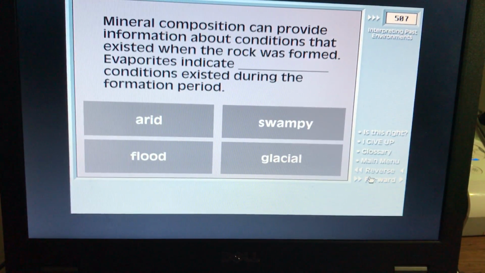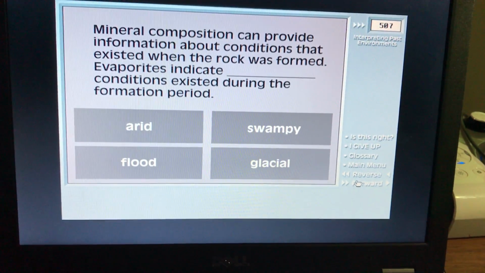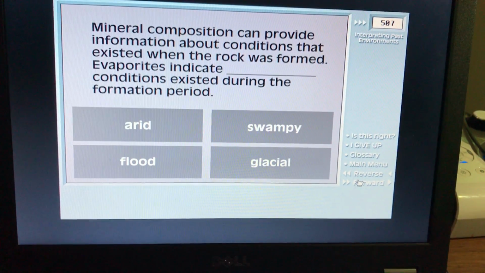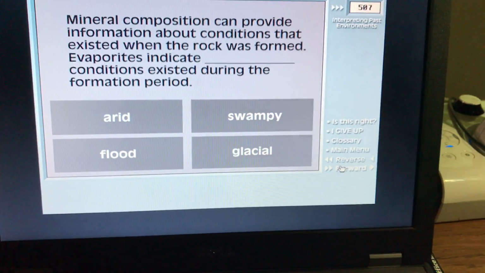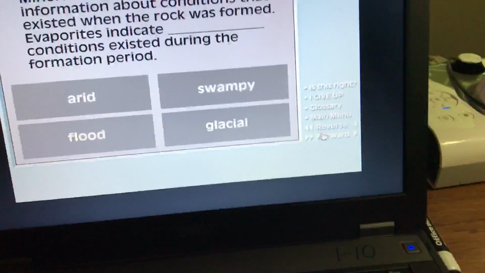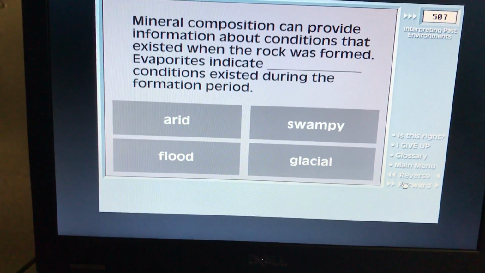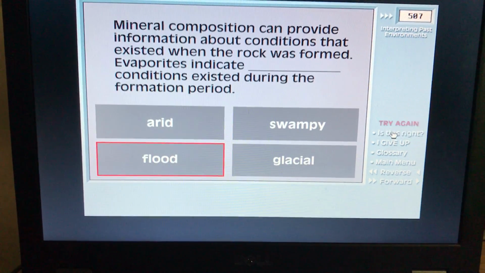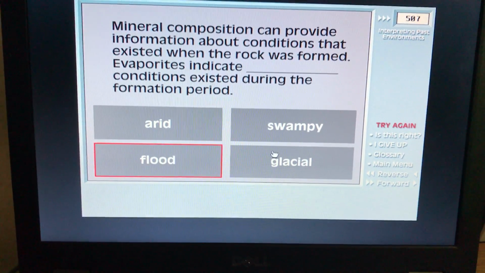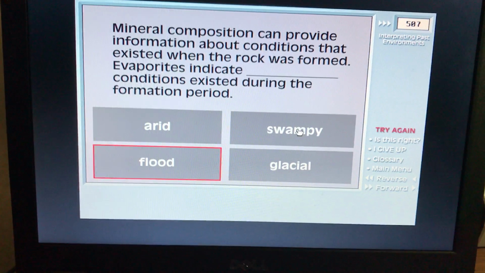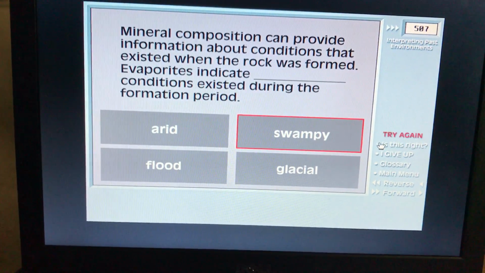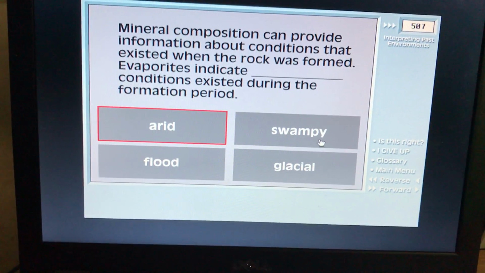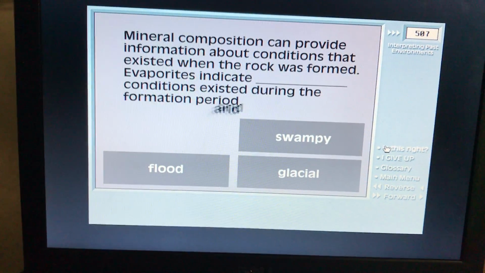Mineral composition can provide information about conditions that existed when the rock was formed. Evaporites indicate conditions existed during the formation period. What do you think? Did you say flood? No. What'd you say? Swampy? Oh man. What do you think? Let's see. Oh yeah.